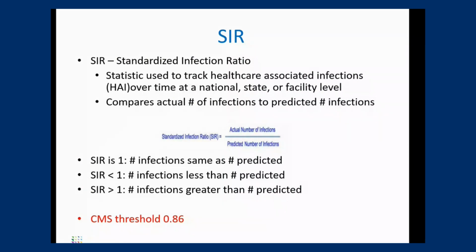So when this SIR is 1, that means the number of infections is the same as the number that we predict. When it's less than 1, which is what we want, the number of infections is less than what we predict. And when it's greater than 1, the number of infections we have is greater than what we predict. So like I said, we want it to be less than 1. However, the Center for Medicare and Medicaid have a lower threshold of 0.86. So we want it even lower than that to meet that threshold.